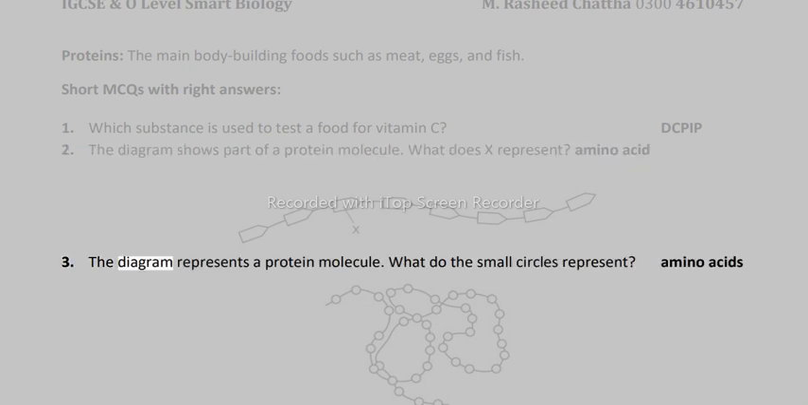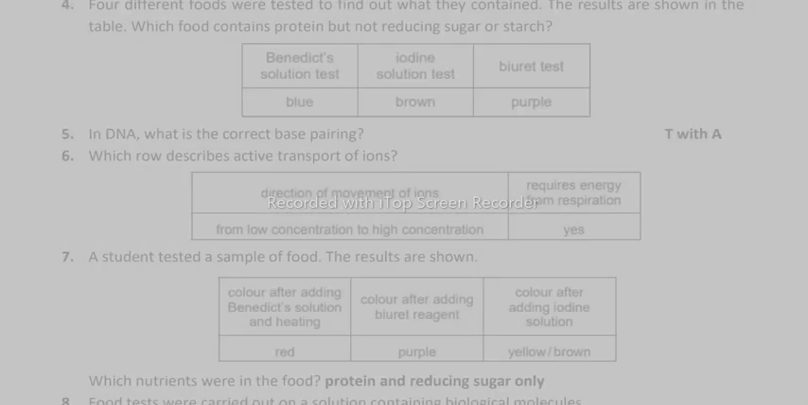3. The diagram represents a protein molecule. What do the small circles represent? Amino acids. 4. Four different foods were tested to find out what they contained. The results are shown in the table. Which food contains protein but not reducing sugar or starch? 5. In DNA, what is the correct base pairing? T with A. 6. Which row describes active transport of ions?